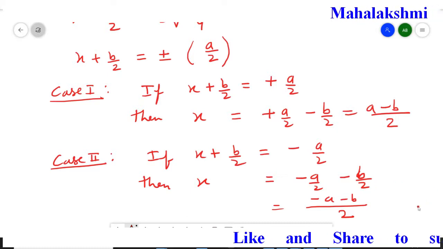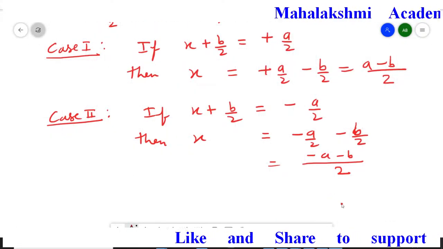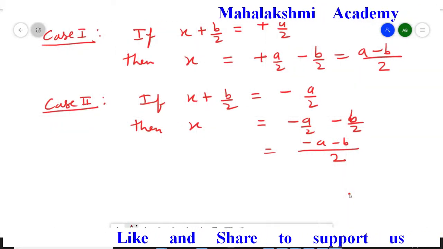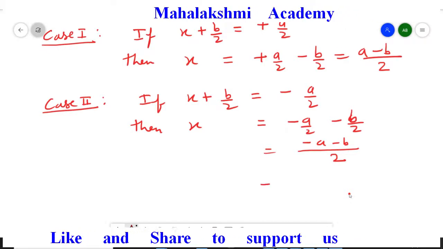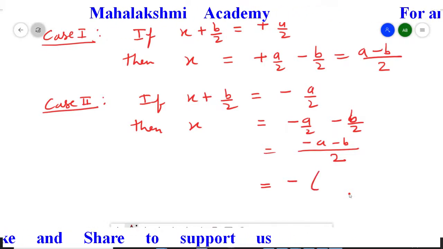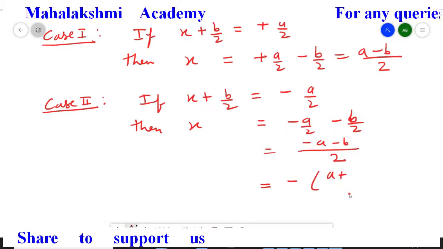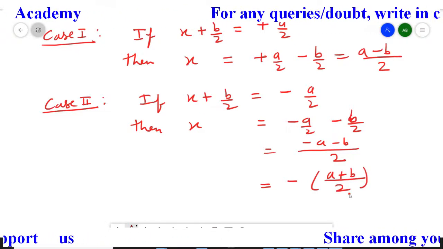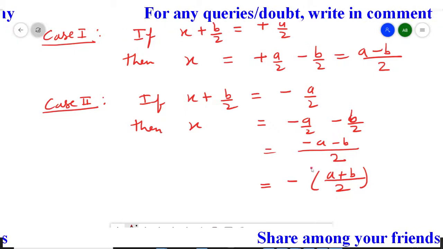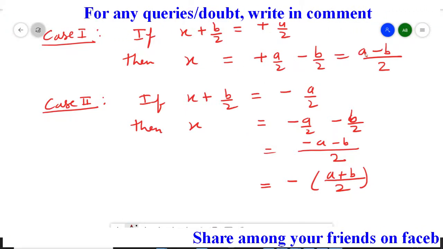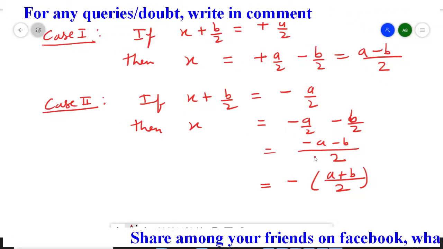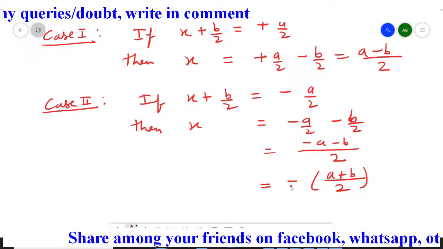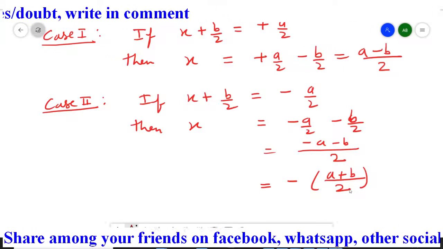And in this, since both have a minus sign, you can take minus common outside. So when you take minus common, minus minus plus used to come, so it's going to be minus (a plus b) upon 2. So that's our answer. So two answers we obtained. First, x is equal to (a minus b) upon 2. And second answer, x is equal to minus bracket (a plus b) upon 2.